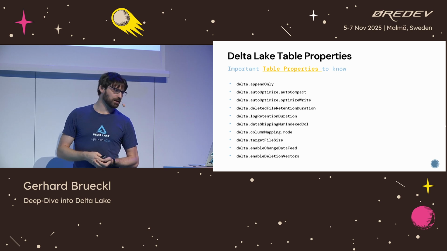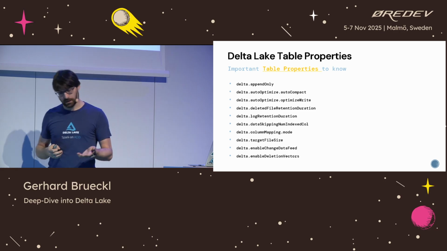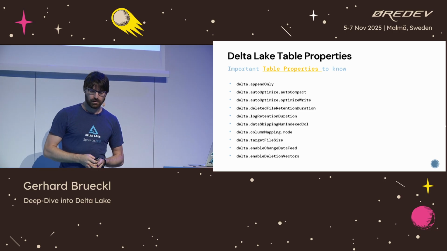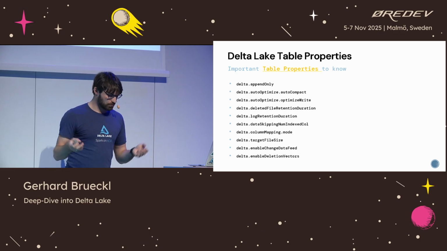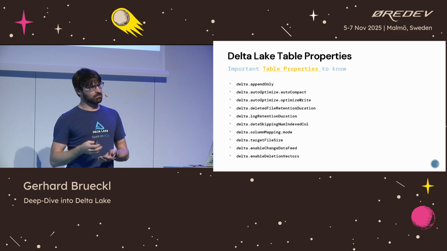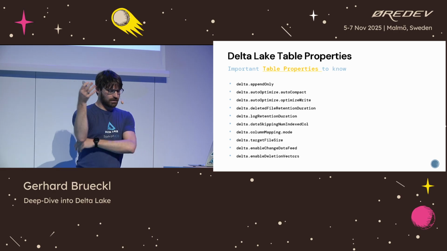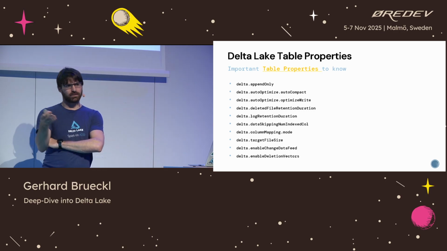There is column mapping, which you can use if you have special characters in your column names, or if you know that columns potentially get renamed. There is target file size, where you can control the target file size of the Parquet files that are created as part of the optimize.